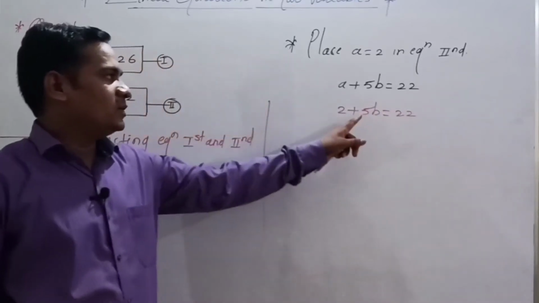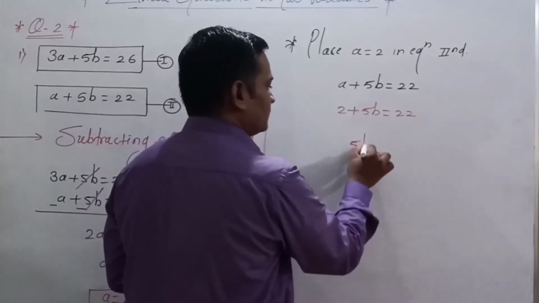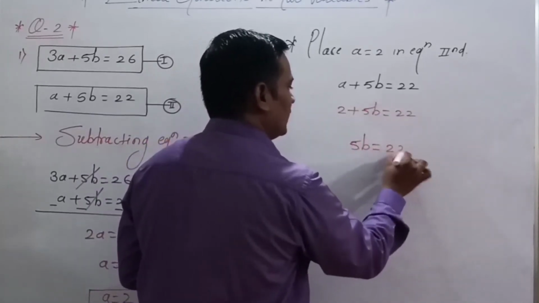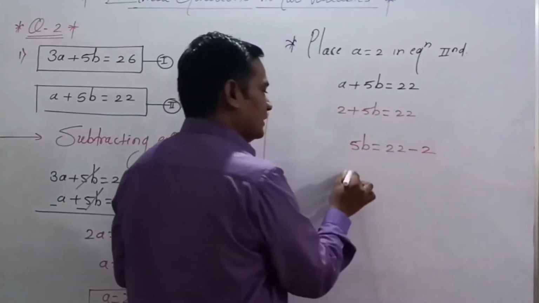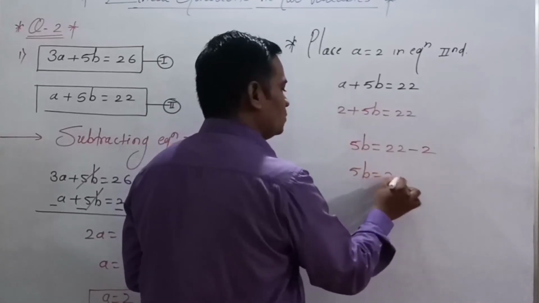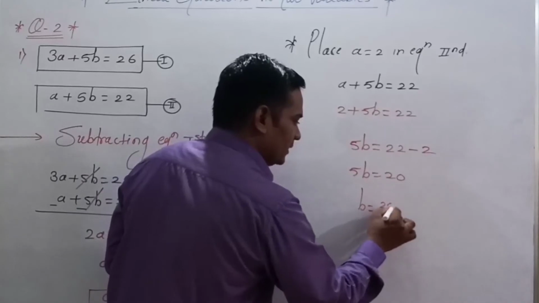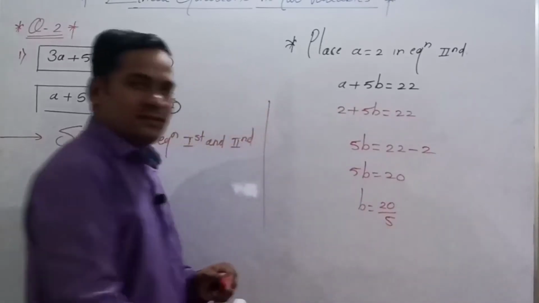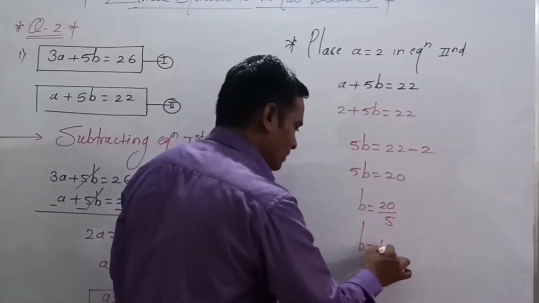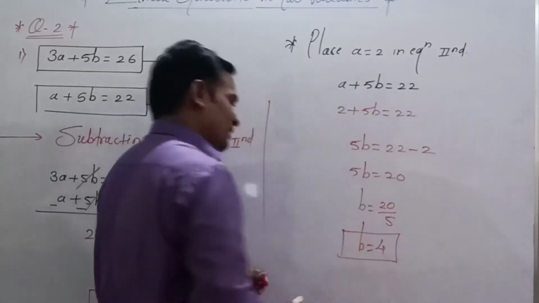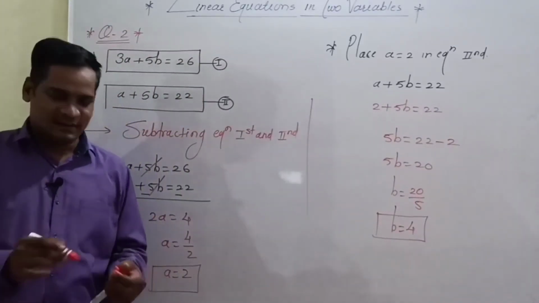So we have to find out the value of this b. Keep this term as it is. So 5b is equal to 22 as it is. Now this plus 2 will become minus to the RHS, so that will be 5b is equal to 20. Okay, so b is equal to 20 upon 5. So b is equal to, 5 ones are 5, 5 fours are 20. Like this way we can easily find out the solution of the given simultaneous equation.